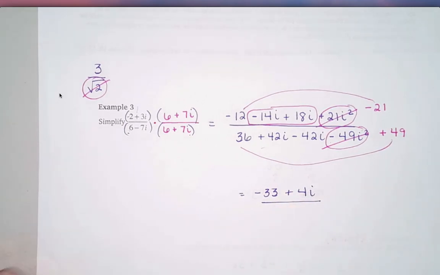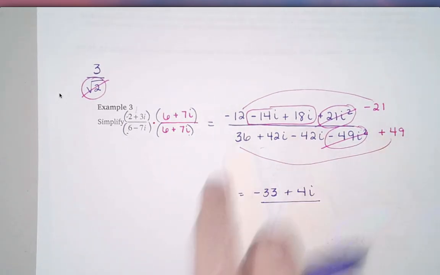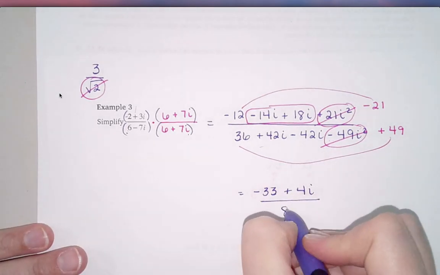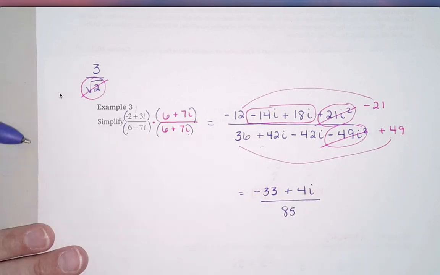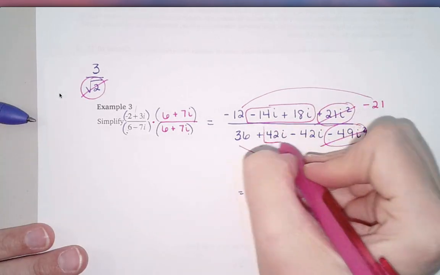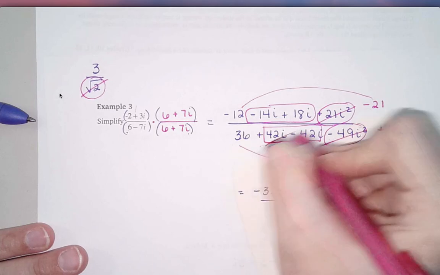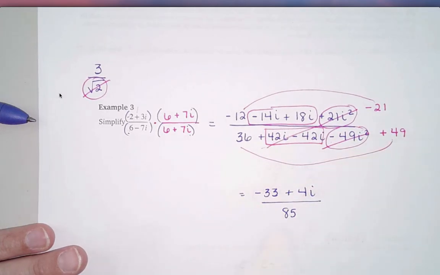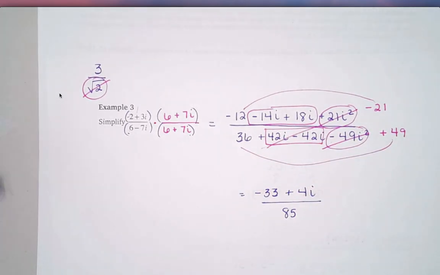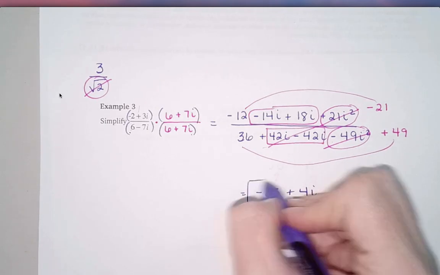over, and then same thing here. So 49 and 36, let's see, that makes 85. And then what should happen here, because I used a conjugate, is these i terms in the middle should cancel out, and they do. So I'm left with just an 85 on the bottom, and then this is my simplified answer.